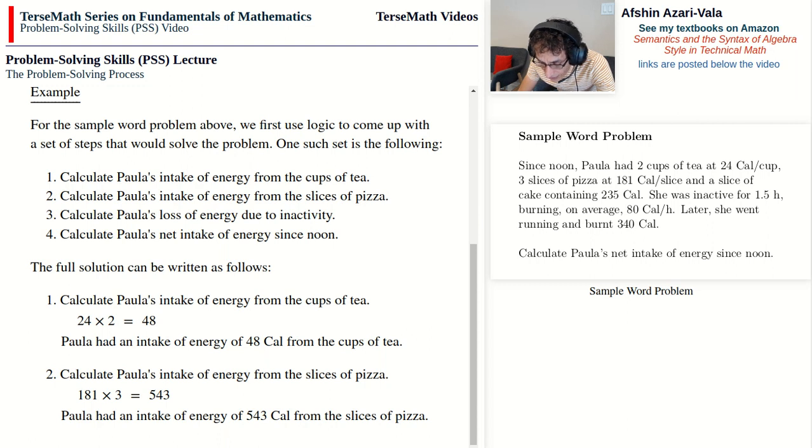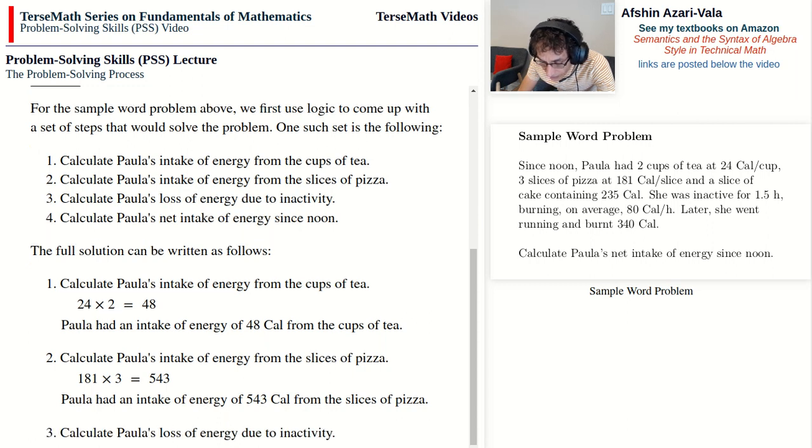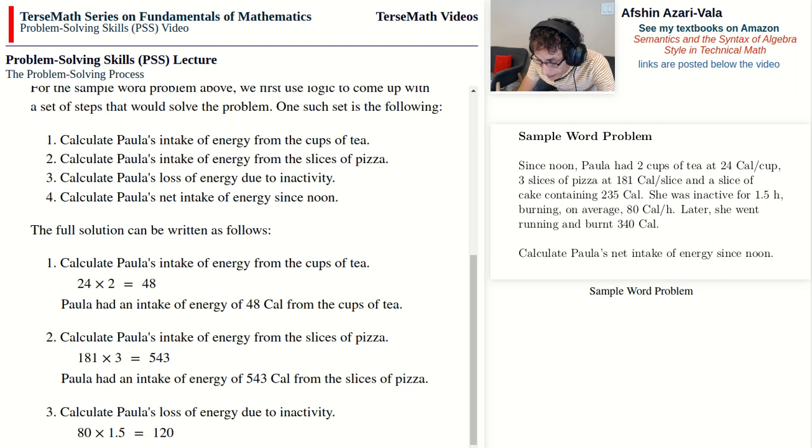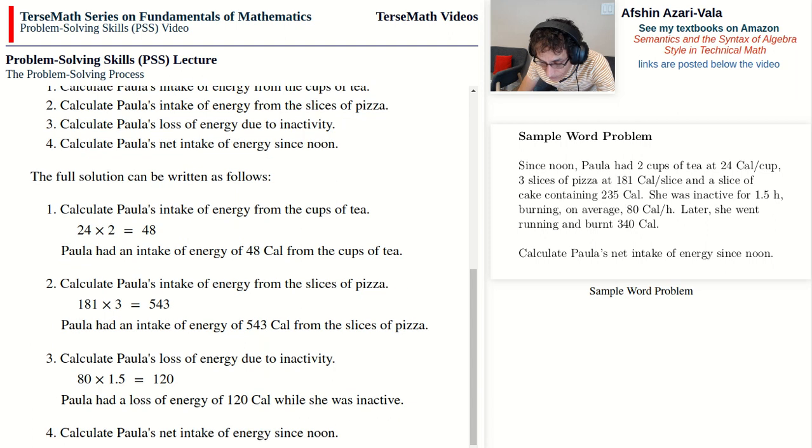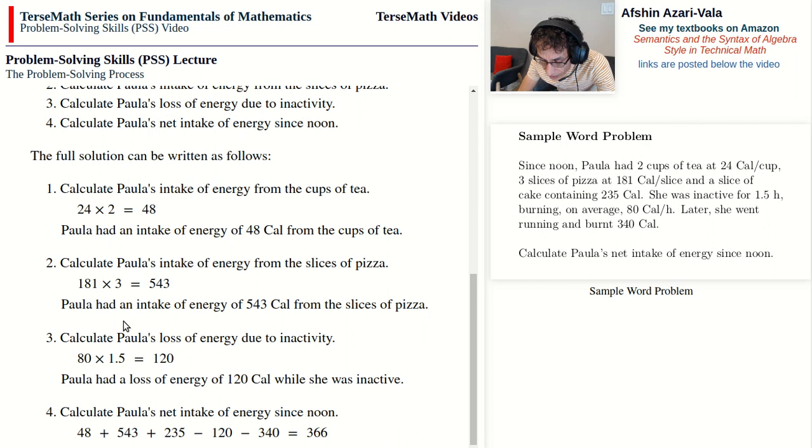Then she was inactive for 1.5 hours, and on average she burned 80 calories per hour. So to find the total energy lost during that time, we multiply 80 by 1.5 to get 120. And finally, we find Paula's net intake of energy since noon.